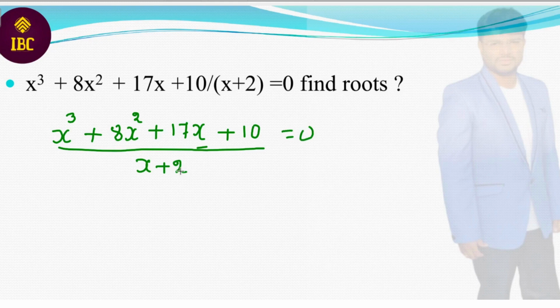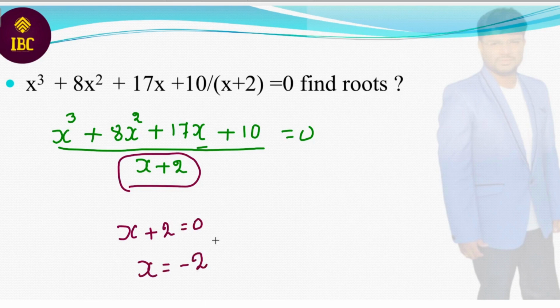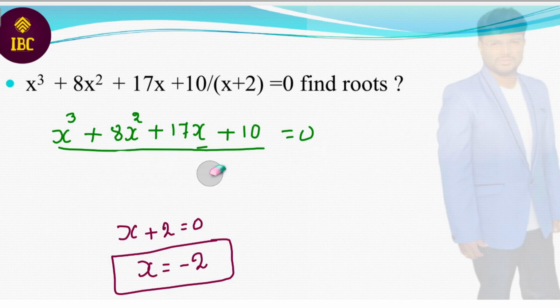is equal to 0, which means they have already given one root. x plus 2 equal to 0, so the x value is minus 2. They have already given one root. Then the remaining two values we have to find out. That will be easy; we can solve it easily. But now one root you know, minus 2, that is fixed.